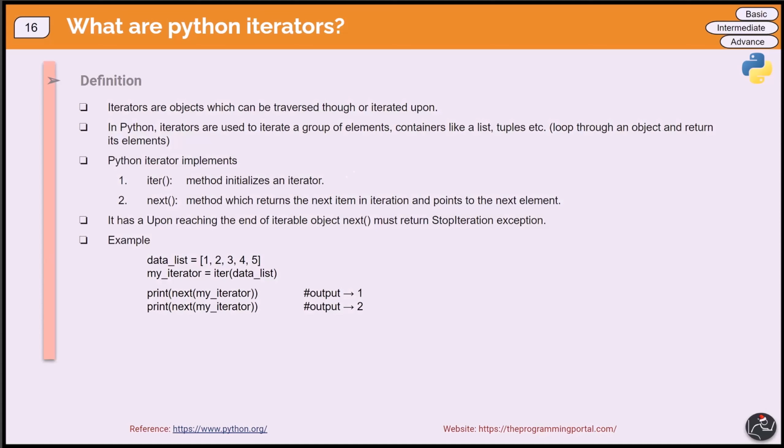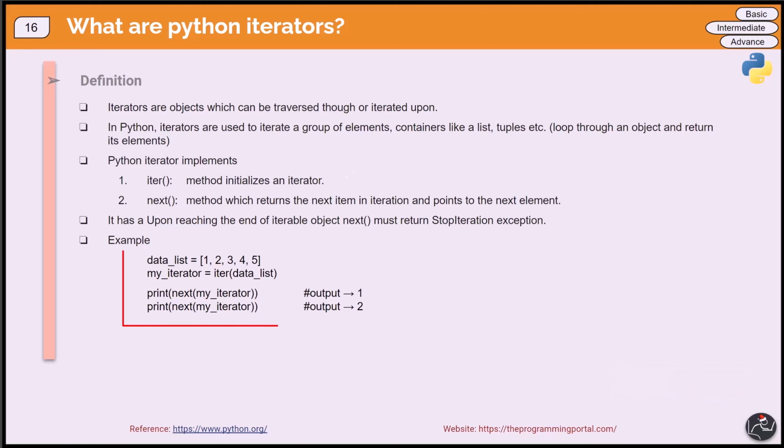Next question we have, what are Python iterators? Iterators are something which can be traversed through or iterated upon. It implements the iterator protocol. Again, we'll take a list as an example where we want to iterate over that list. To create an iterator, we'll use the iter method, and to access element, we'll use the next method. Sometimes confusion happens between for loops and iterators, but internally the for loop implements the iterator. So for loop is nothing but an implementation of iterator.